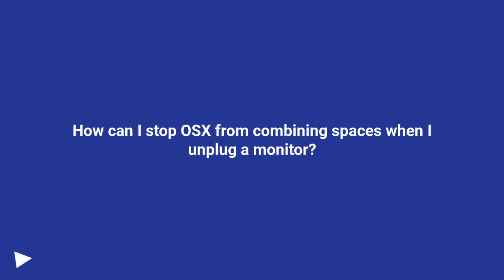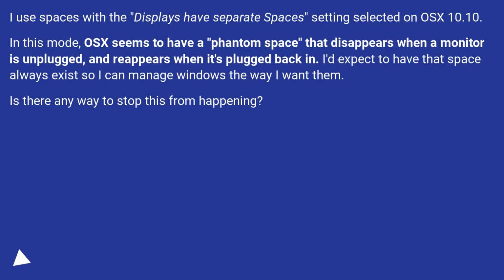How can I stop OS X from combining spaces when I unplug a monitor? I use Spaces with the "Displays have separate Spaces" setting selected on OS X 10.10. In this mode, OS X seems to have a phantom space that disappears when a monitor is unplugged and reappears when it's plugged back in. I'd expect to have that space always exist so I can manage windows the way I want them. Is there any way to stop this from happening?